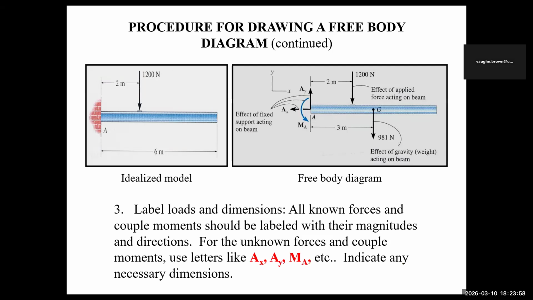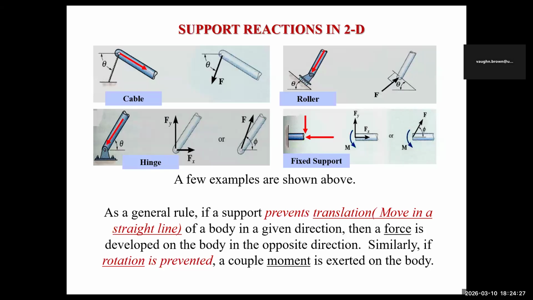The next thing you look at, you're going to label the load, look for the dimensions, and then you can look at all the known forces, and the couplings should be labeled with their magnitude and direction. So you'll go ahead and do that, and then you also identify all the unknown forces and coupling moments, and label them properly. So for example, in this one you have Ax and Ay, and then you have MA, right? So you need to label your unknowns.